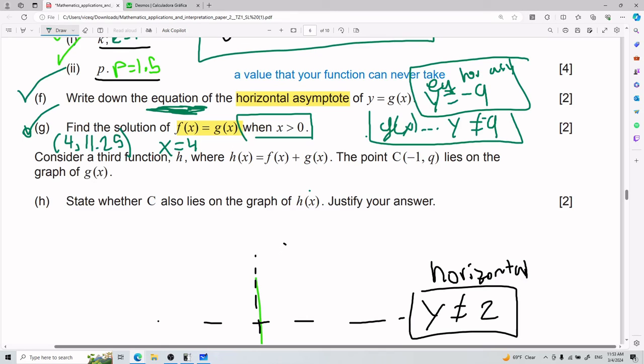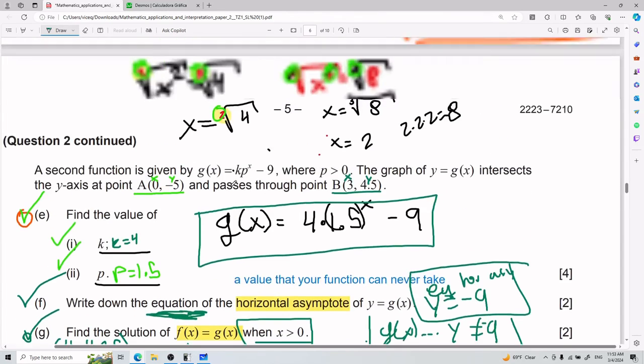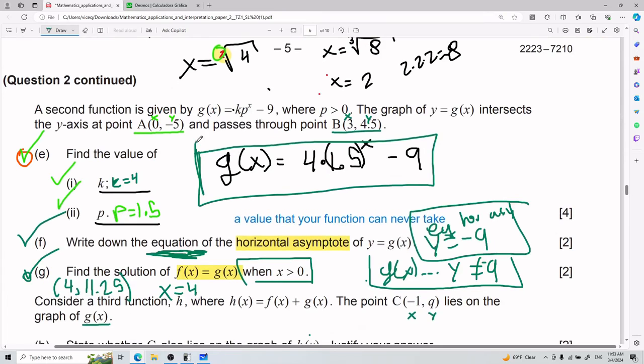So, piece by piece, what is point C? And so point C, they tell us that it's an x of -1 and the y of q. Okay, y of q doesn't really help, so let's find out what q is. And so this point lies on the graph of g of x. So what was g of x? G of x, we have it right here, see?